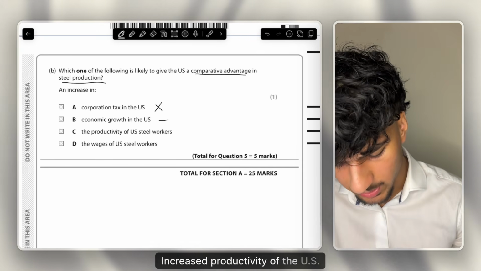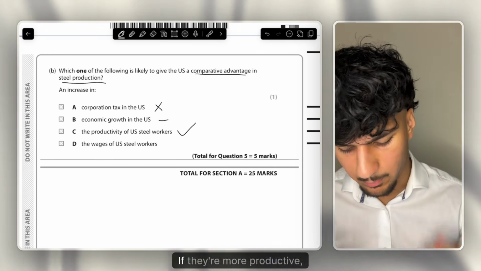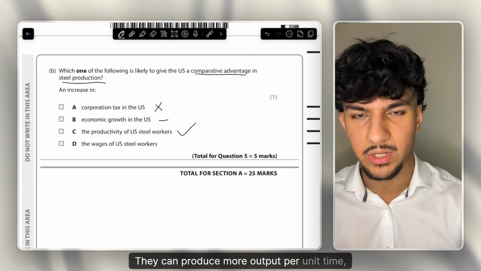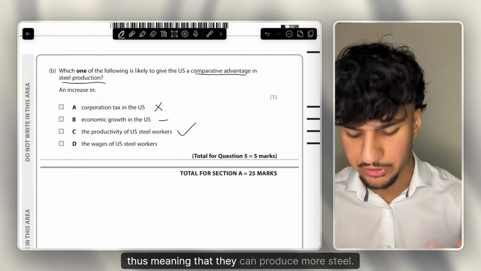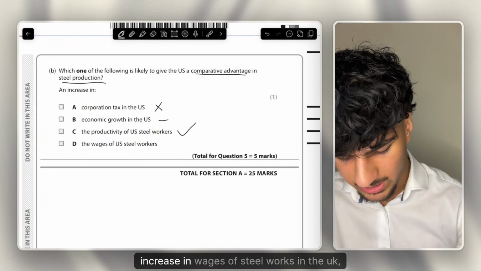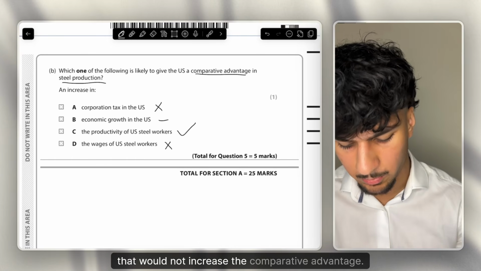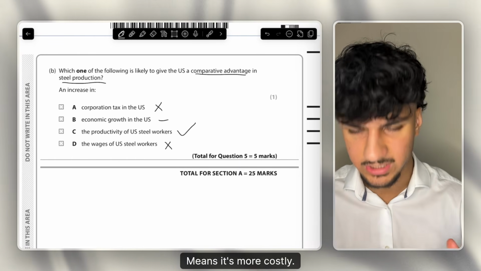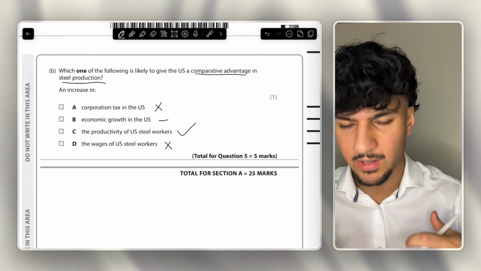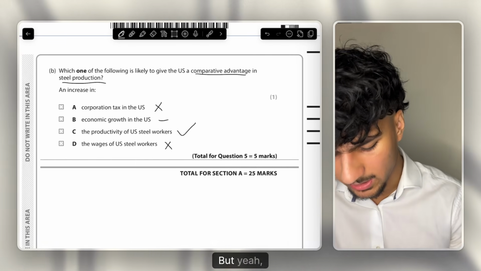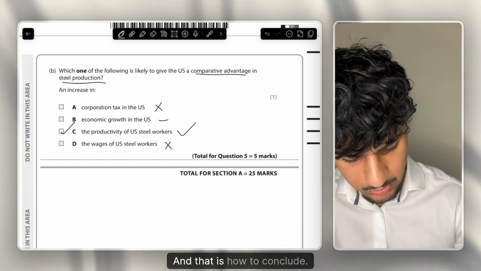Increased productivity of the US steel workers. Yes, I do agree with that. If they're more productive, what is productivity? Output per unit. They can produce more output per unit time, thus meaning that they can produce more steel. Then lastly, increase in wages of steel workers in the US. No, that would not increase the comparative advantage. Why? It means it's more costly since wages are a cost. With higher costs, it reduces the degree of their comparative advantage. But yeah, so the answer will be C there.